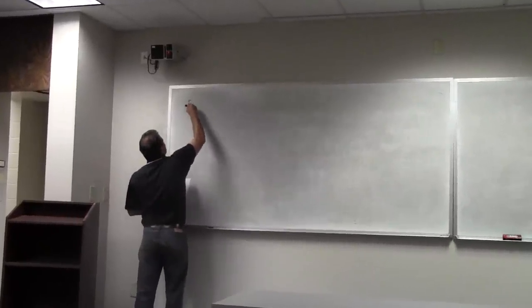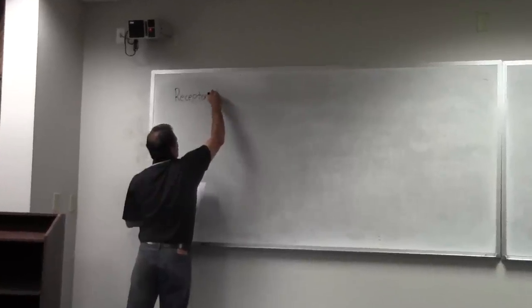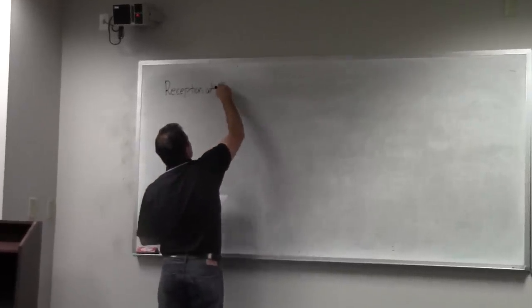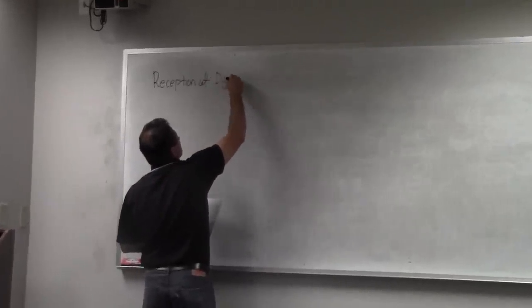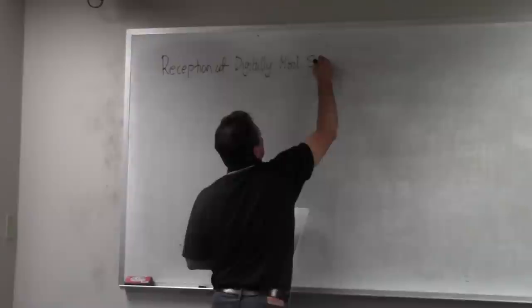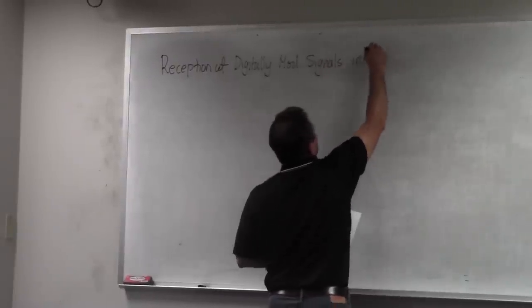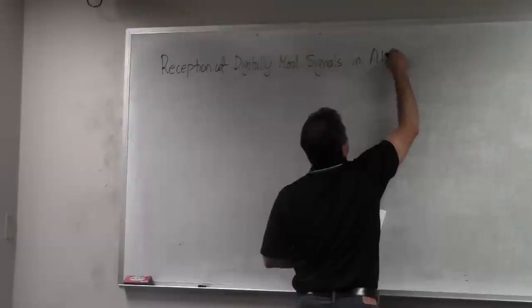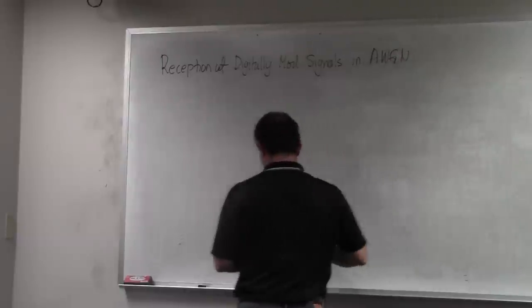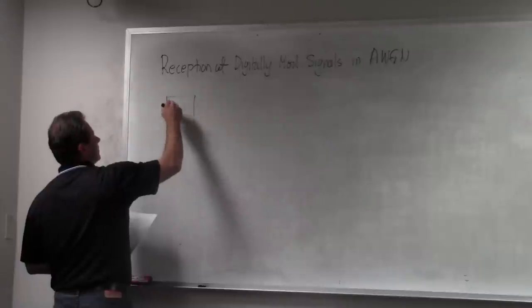So, reception of digitally modulated signals, and AWGN. So here's our block diagram.